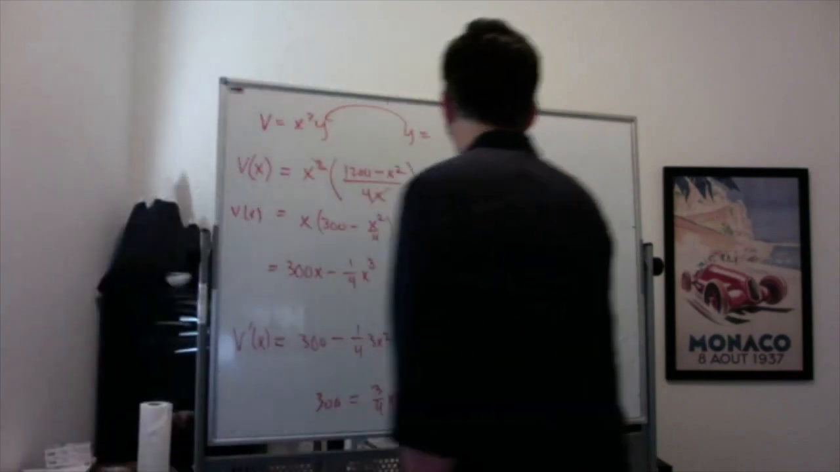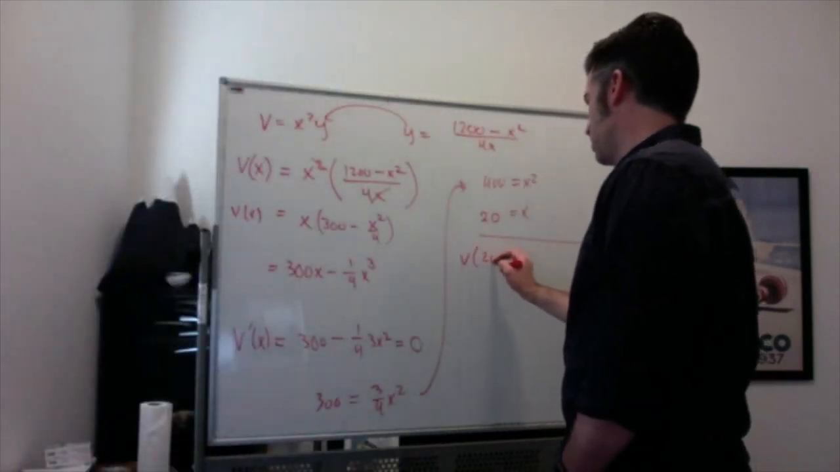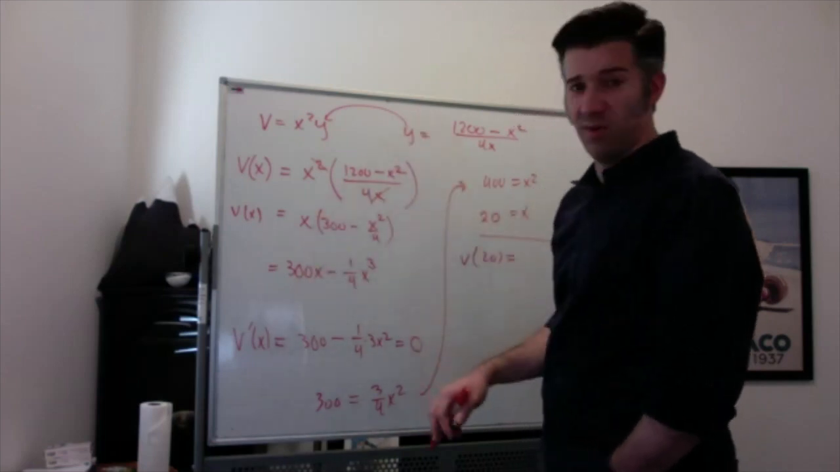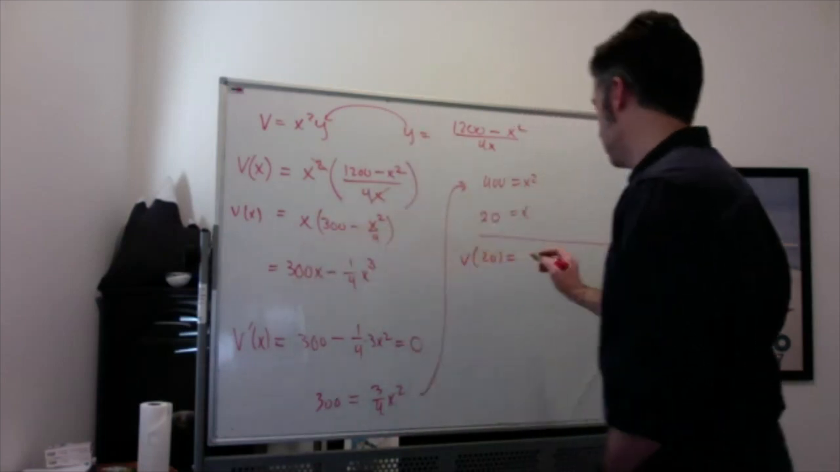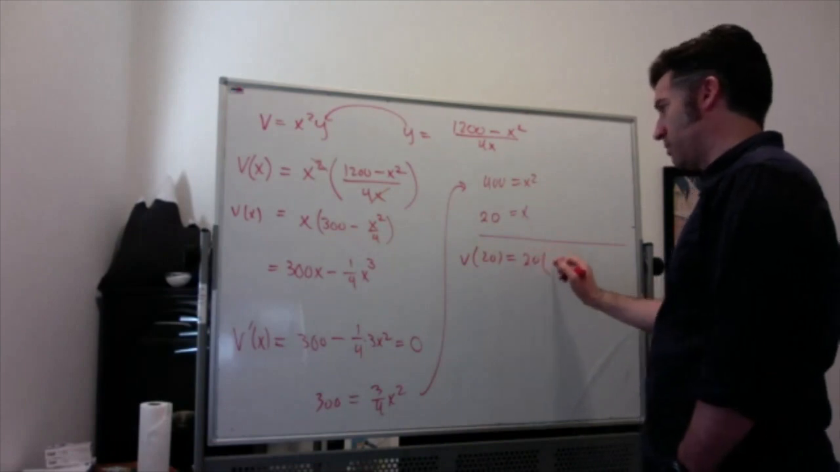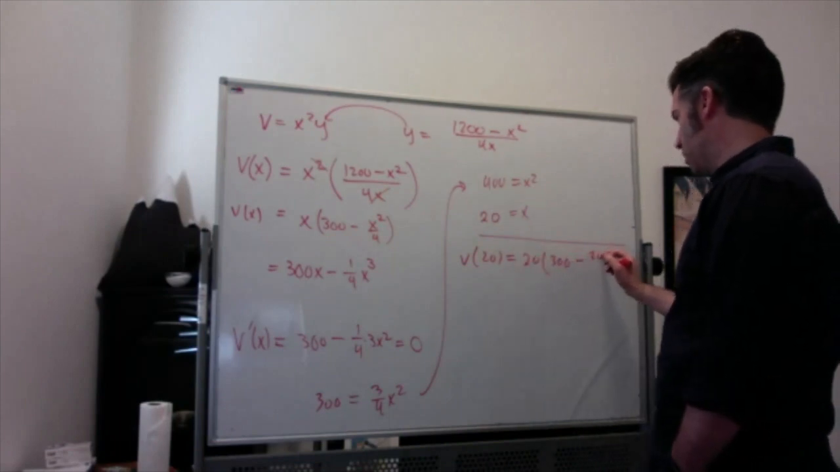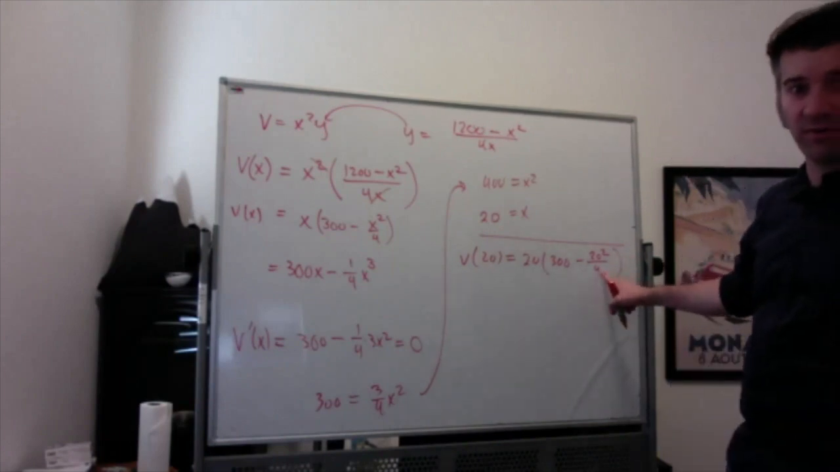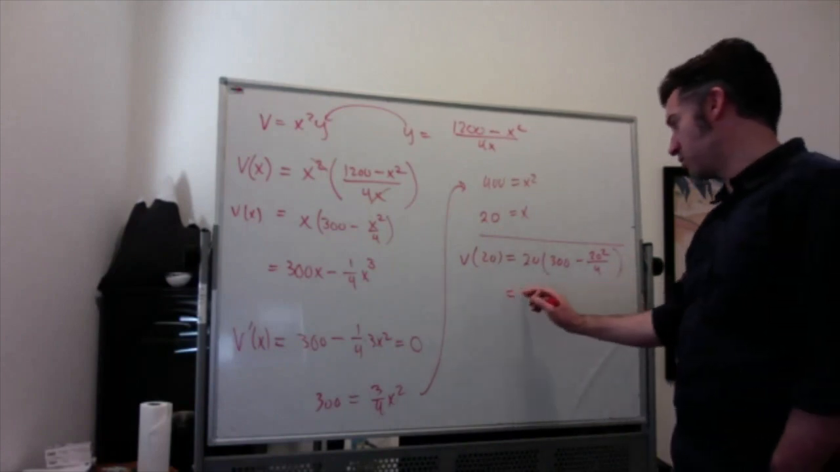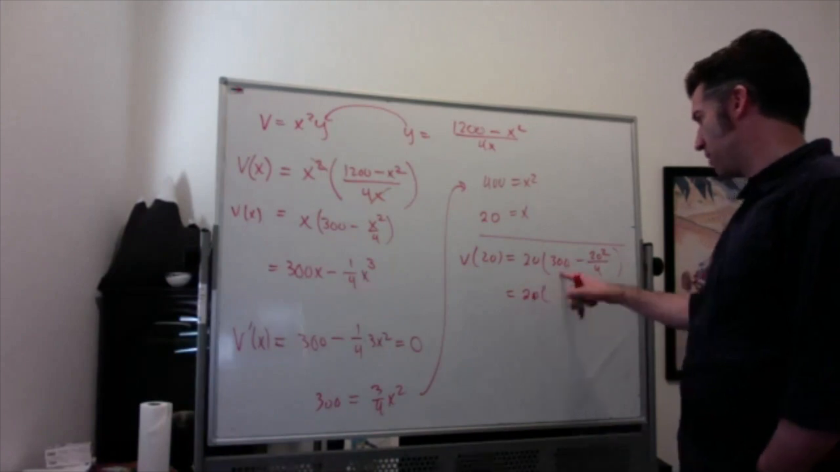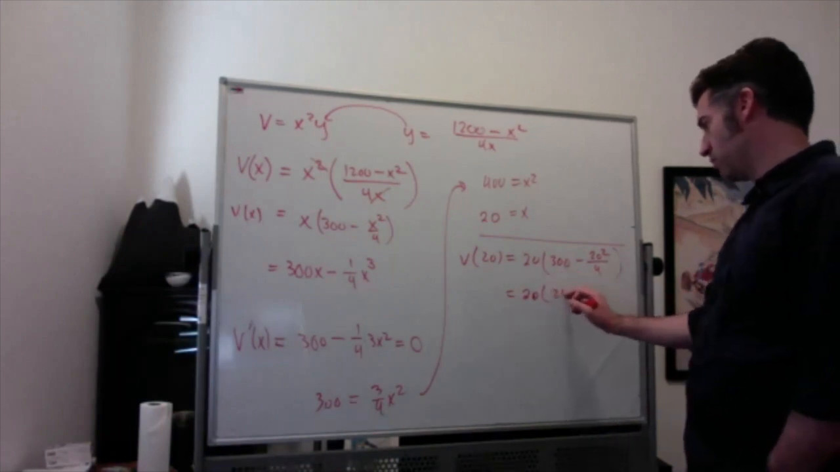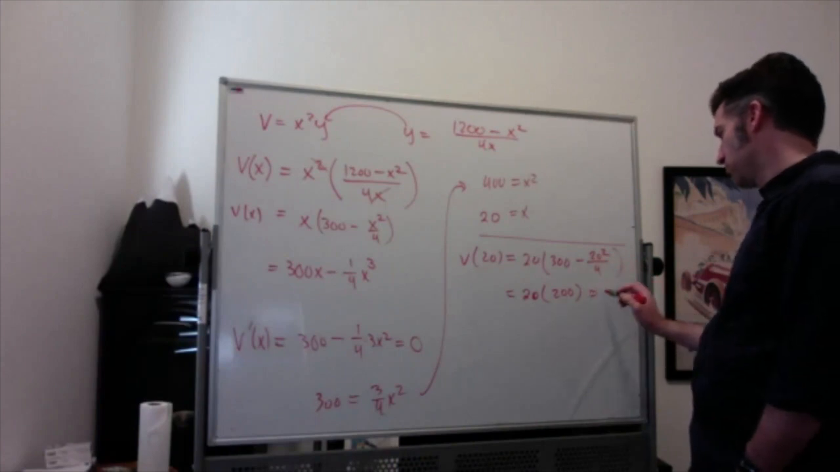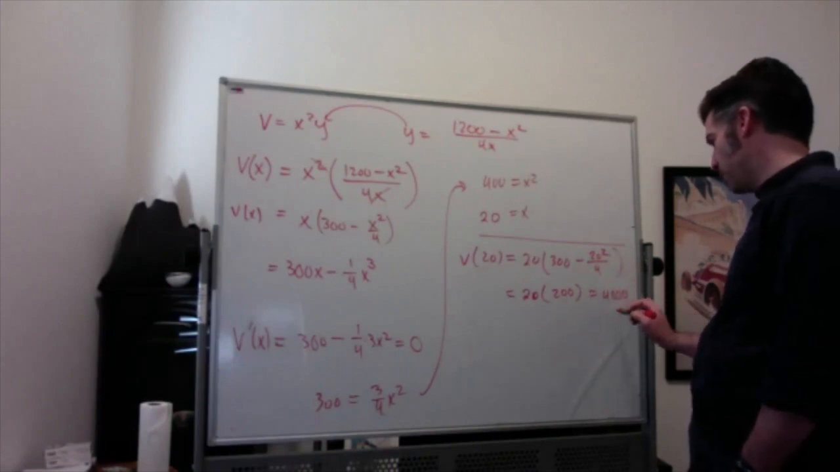So you could say, okay, well, volume when x is 20 is going to be, and you can pick either one. I don't really know which one is better. I guess I'll plug it into this one. 20 times 300 minus 20 squared over 4. 20 squared is 400. 400 over 4 is 100. So I'm getting 20 times 300 minus 100, which is 200. I'm getting 20 times 200, which is 4,000. 4,000 cubic inches.